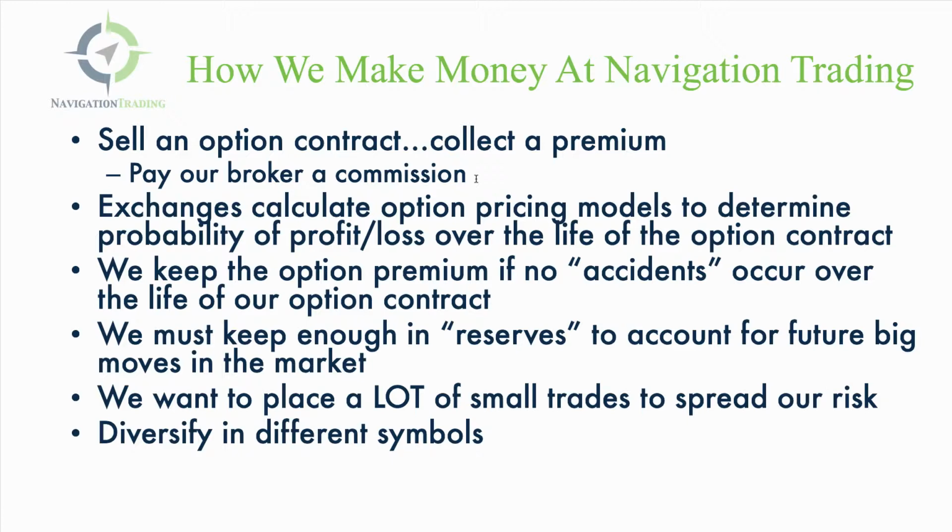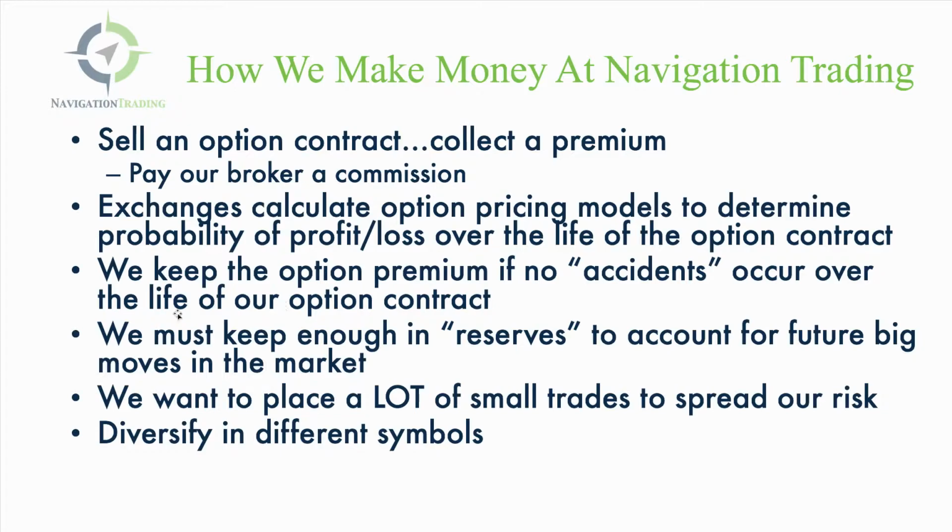But just like an insurance company, we also want to place a lot of small trades to spread out our risk. We want to do it at different times, so we don't put all our trades on in one day. We want to spread those out over time, and we want to diversify in different symbols. We want to place trades in stocks, in the S&P 500, in the NASDAQ, in oil, in gold and natural gas, and all these different symbols that are uncorrelated to each other. So if there's a huge disaster in natural gas, we might still make money in oil and the S&P and other stocks that we're trading. So we want to keep that diversity within our portfolio.